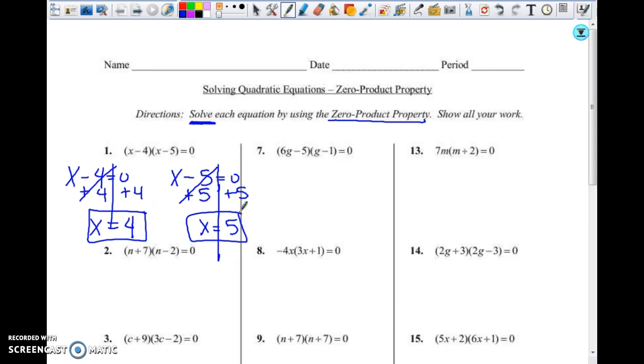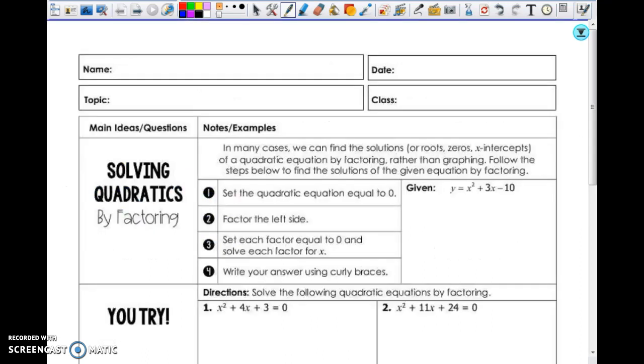So my two solutions were 4 and 5. Okay? So now, with this, if you notice, all you're given is an equation. Alright? You're not given the factors. So we're learning to solve by factoring. So, this is the hard part. This is the long part. Y'all remember how to factor?